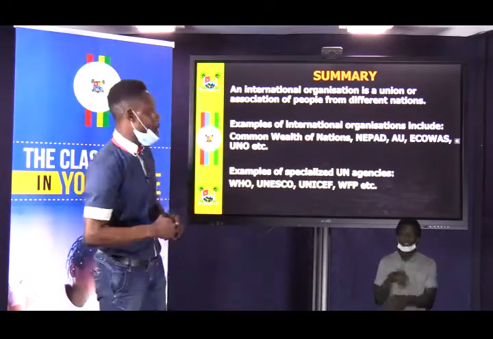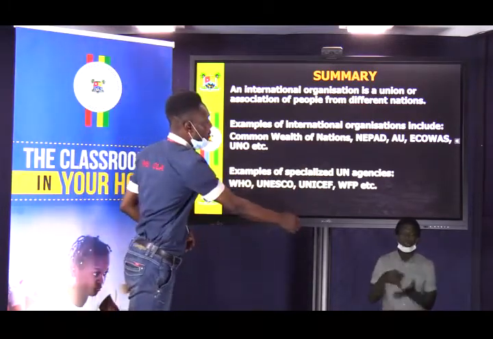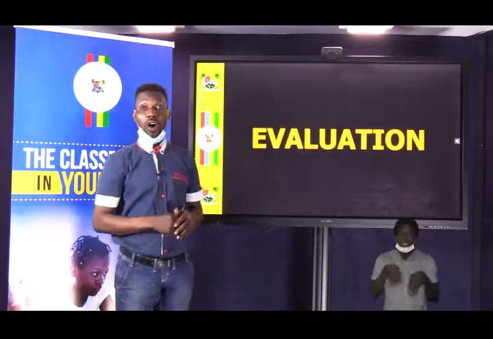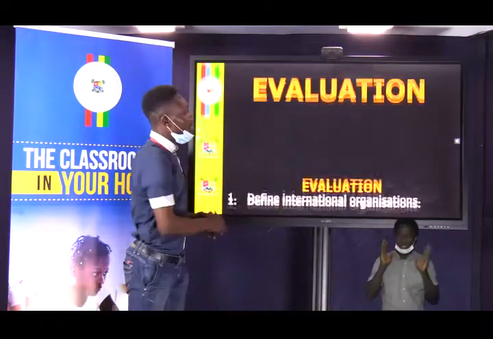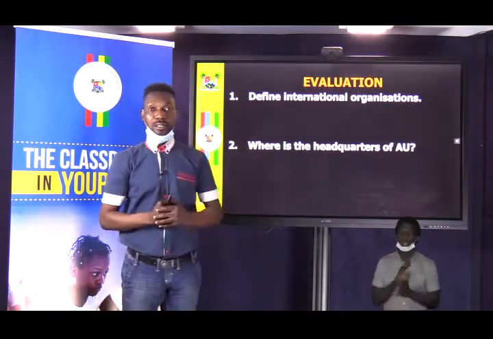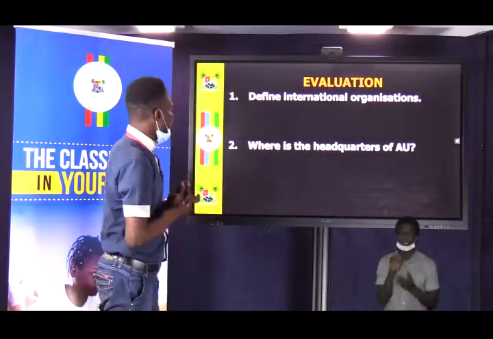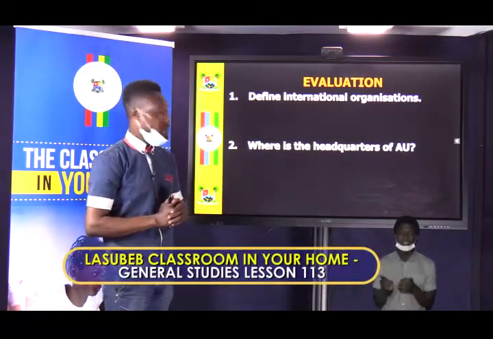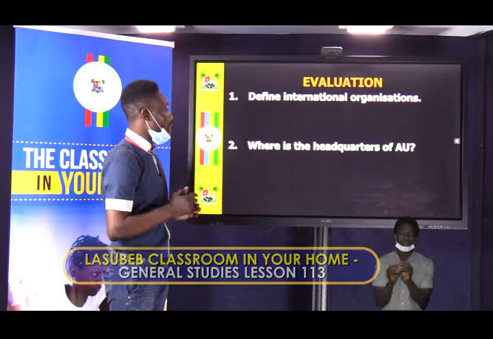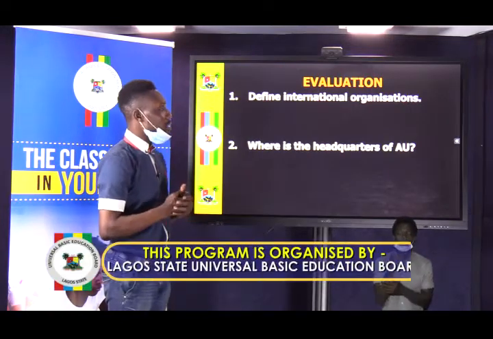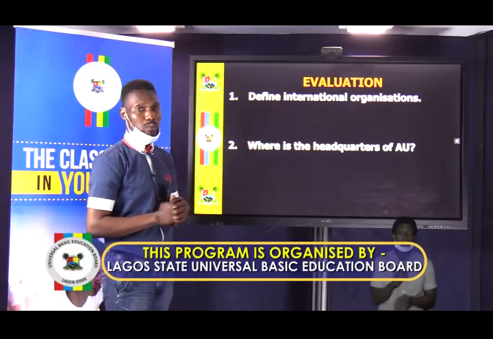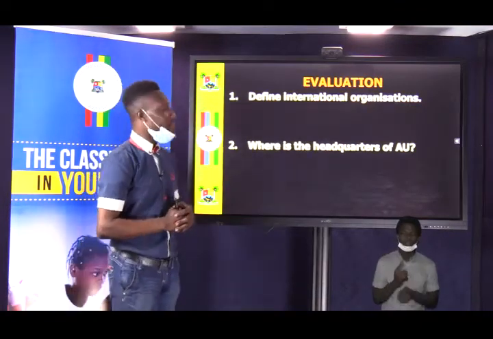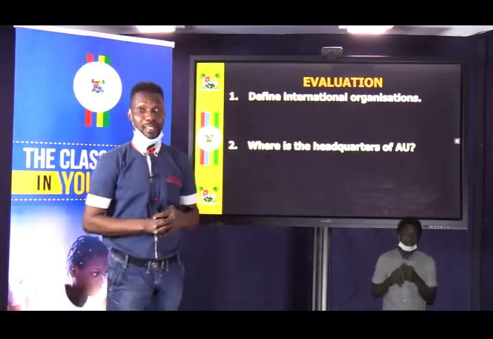in today's lesson. So, it's time to test and see if you are giving me your 100% attention in today's lesson. Questions. Question number one, define international organizations. Question number two, where is the headquarters of AU, that's African Union. You have just 25 seconds to attempt this. Your time starts now.